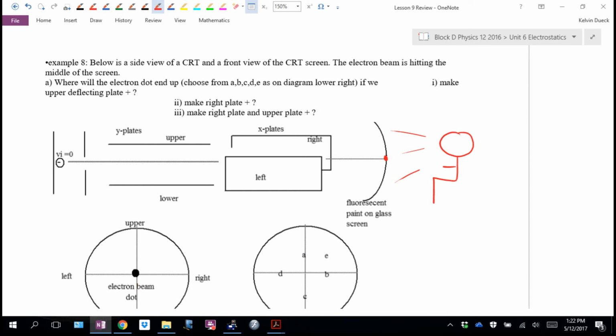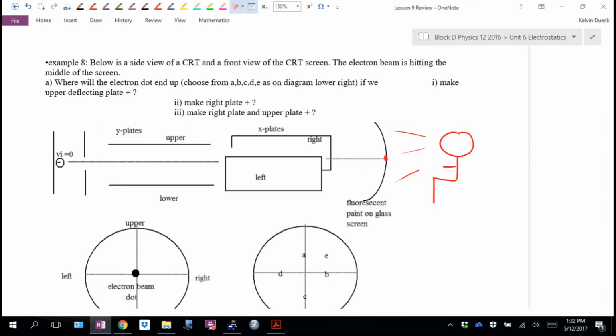Here's the first question. Where will the dot end up? We're going to choose from A, B, C, D, or E from this picture here. If I, number 1, make the upper deflecting plate positive, where will the electron end up? Location A, B, C, D, or E? What do you think?